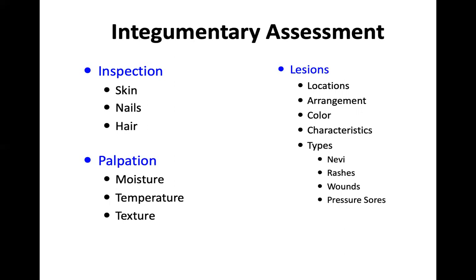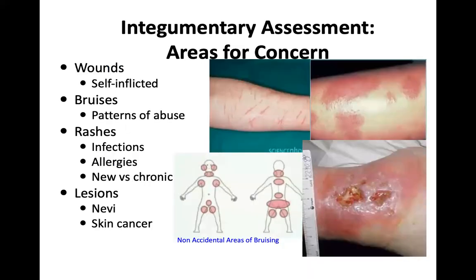Lesions, if you see something that you don't like, a black nevi or something, just make sure they go back to their PCP so that it can be biopsied or they can get a referral to dermatology. All right. And then, like I said, these are kind of some areas of concern: self-inflicted patterns of abuse, rashes, and then any nevi or skin cancers.